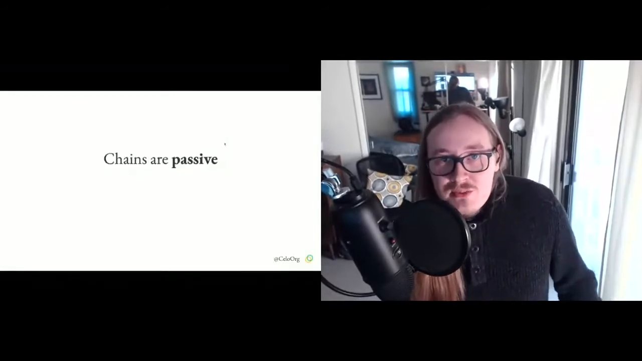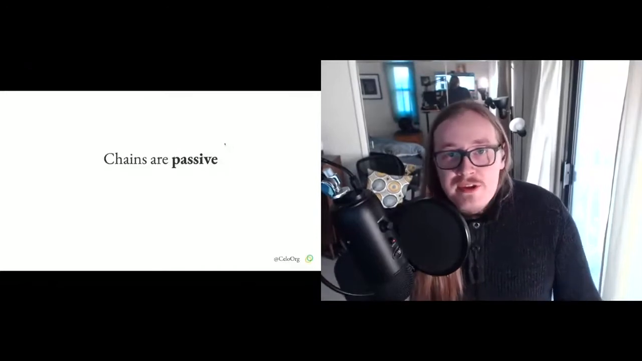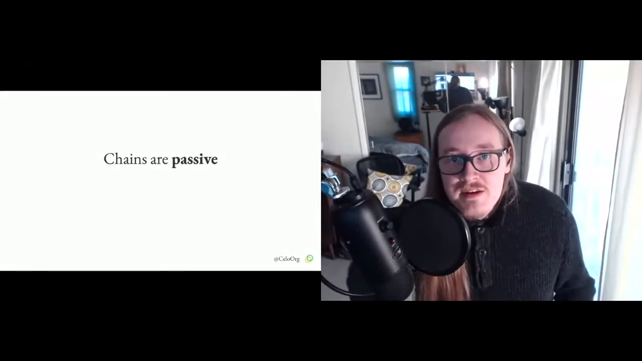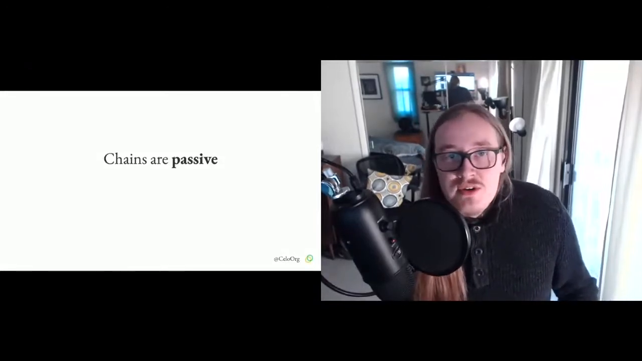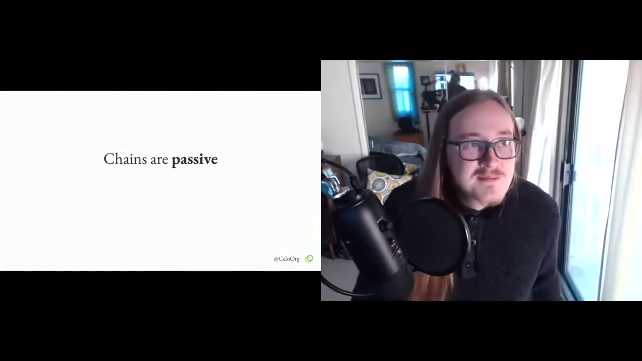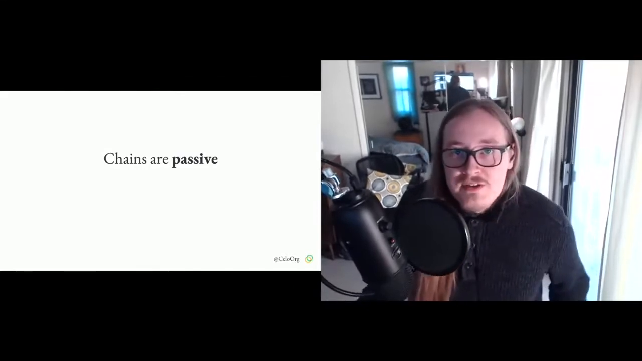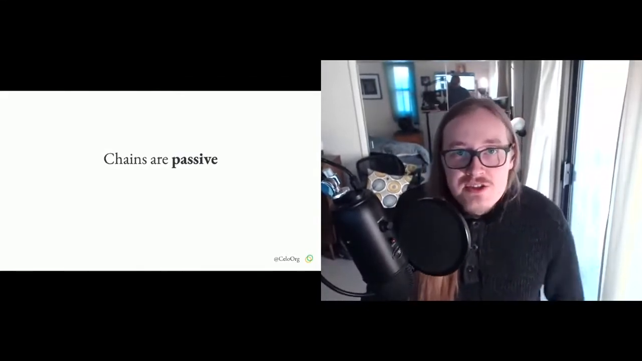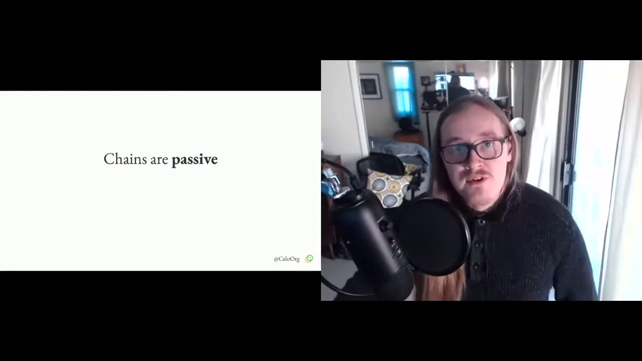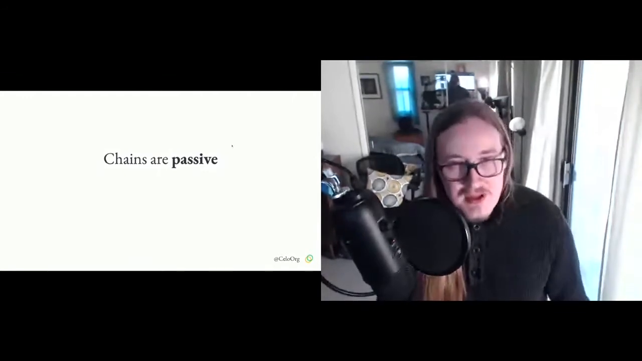Right. So the core problem here is that chains are passive, right? They only respond to things that are coming in. You send a transaction, it triggers some series of on-chain events, and the chain updates its state. The only outcome of a transaction in a blockchain is updating the chain state. It can never autonomously trigger other actions, which is what we want it to do.